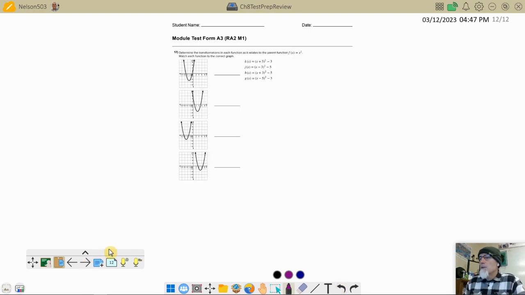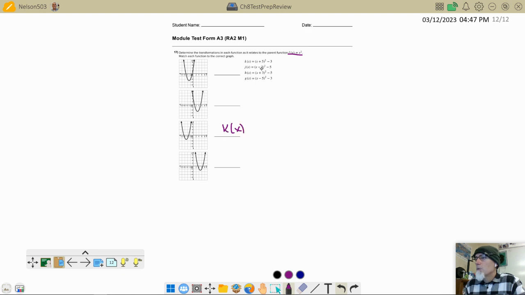And number 17, how are we going to move the parabola? Let's see. They tell us the parent function. That was nice of them. We're supposed to match them. That's right. So this one's going to go 5 to the left and down 3. There's 5 to the left, I think, and down 3 because it's counting by 2's, right? So this is k of x.